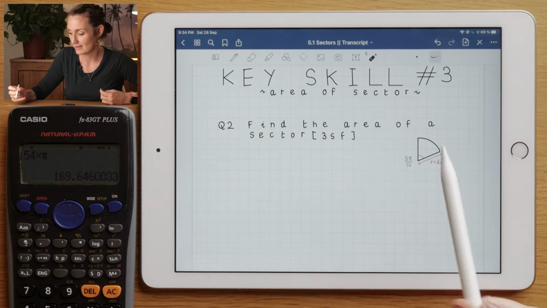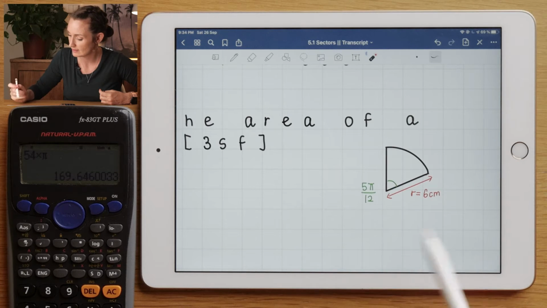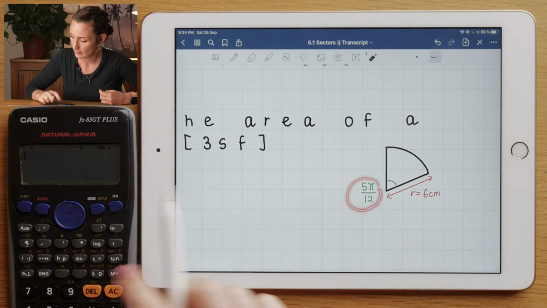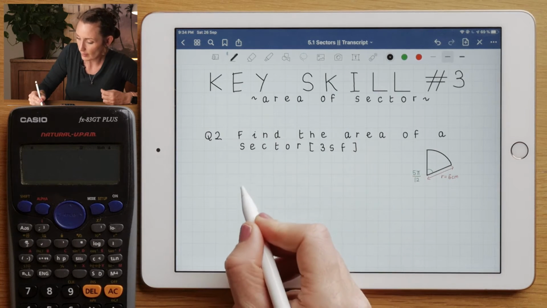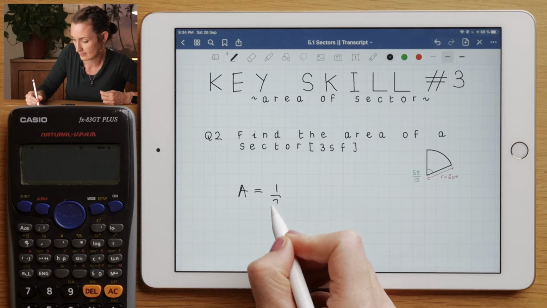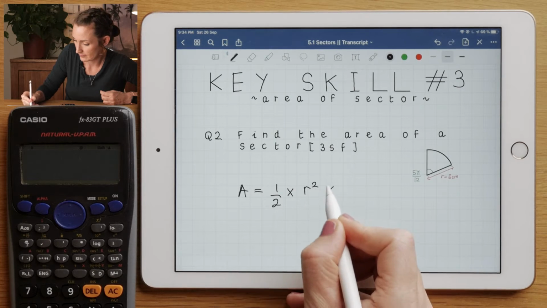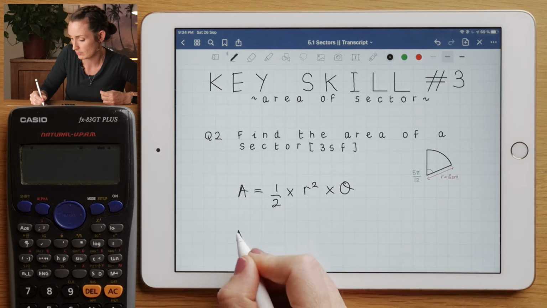In question 2, we've been asked to find the area of a sector to 3 significant figures, and we've been told the angle is 5 pi over 2 and the radius is 6. As always, I start by writing my formula and substituting in.